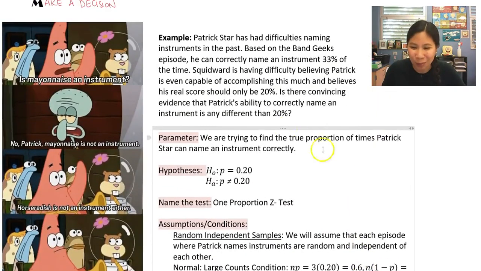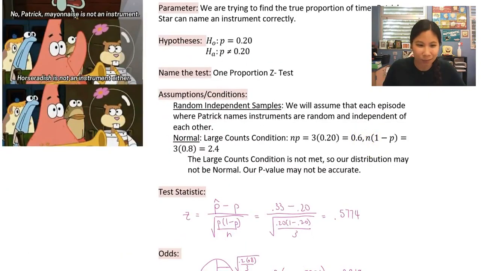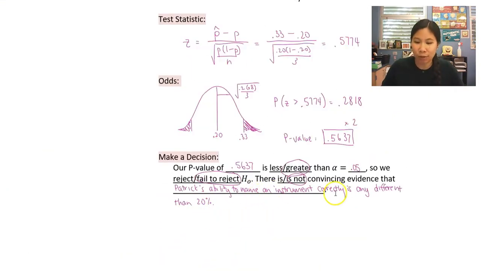So in this problem, we were saying, is there convincing evidence that Patrick's ability to correctly name an instrument is any different than 20%? So we don't have evidence of this. So we are saying Patrick's ability to name an instrument correctly is any different than 20%. So we are saying this is not true.